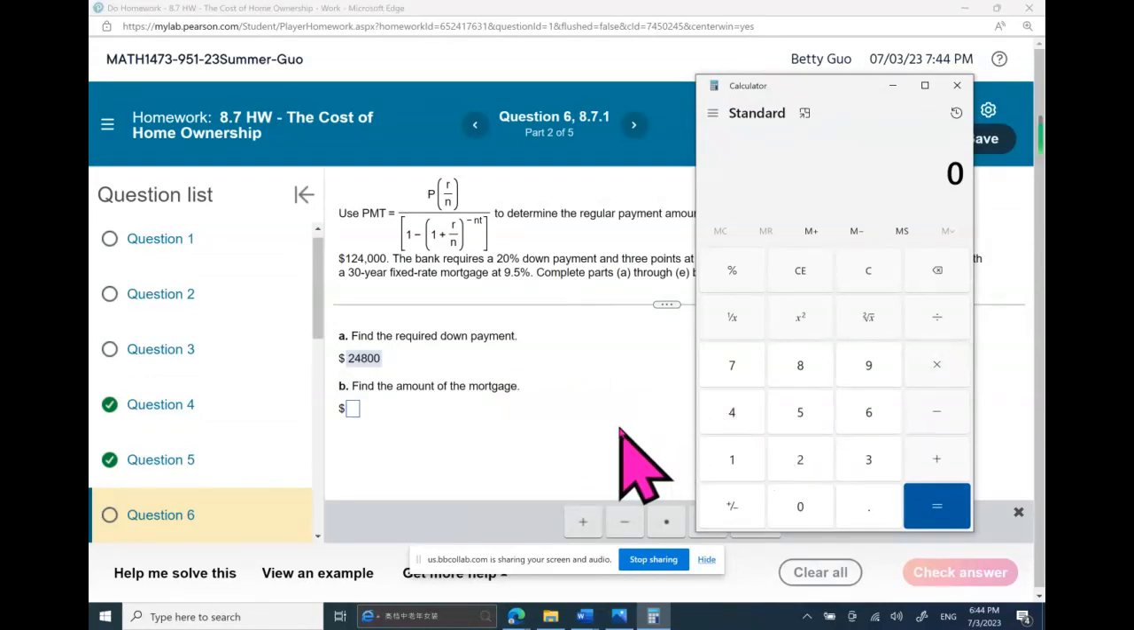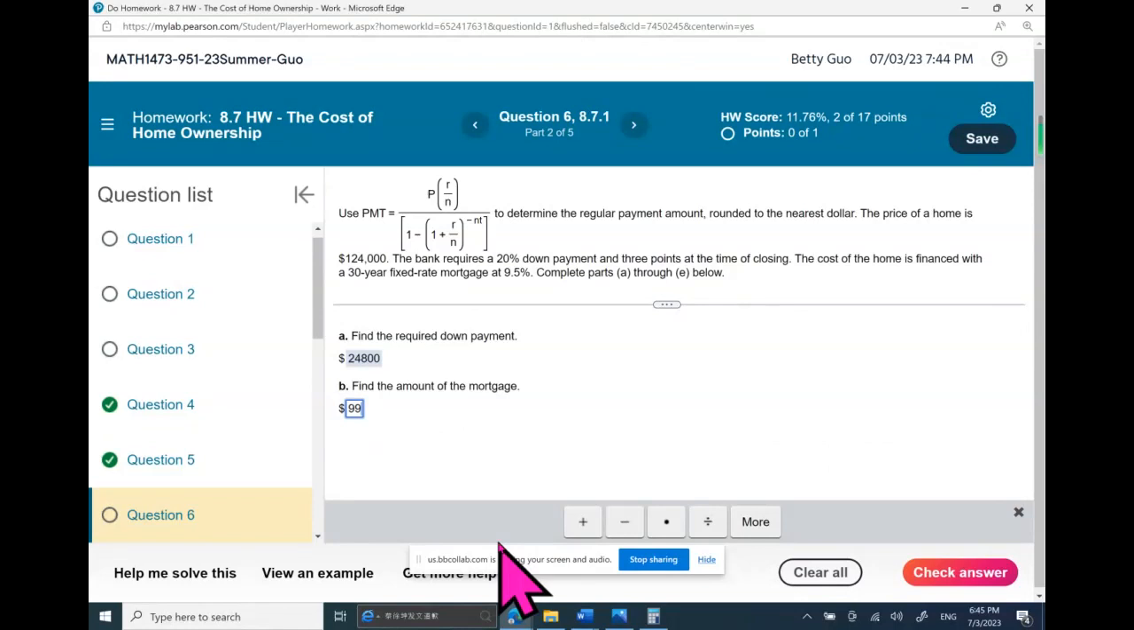So we use $124,000 minus the down payment, 24,800. The difference is $99,200.